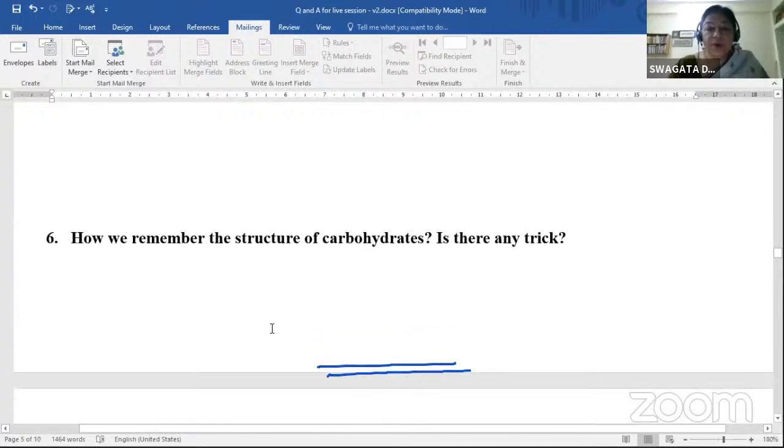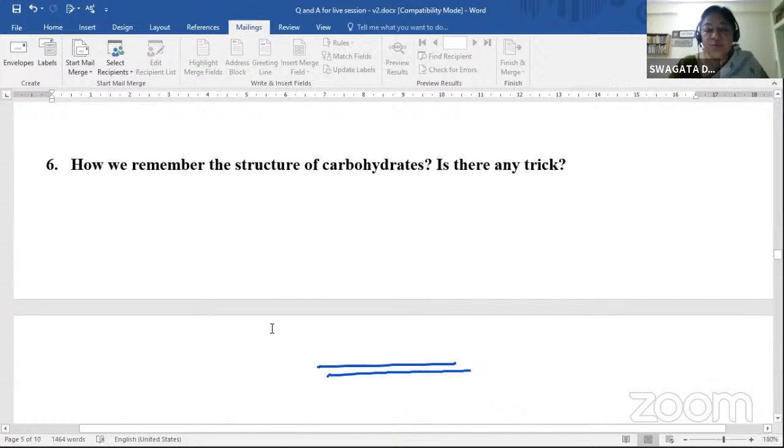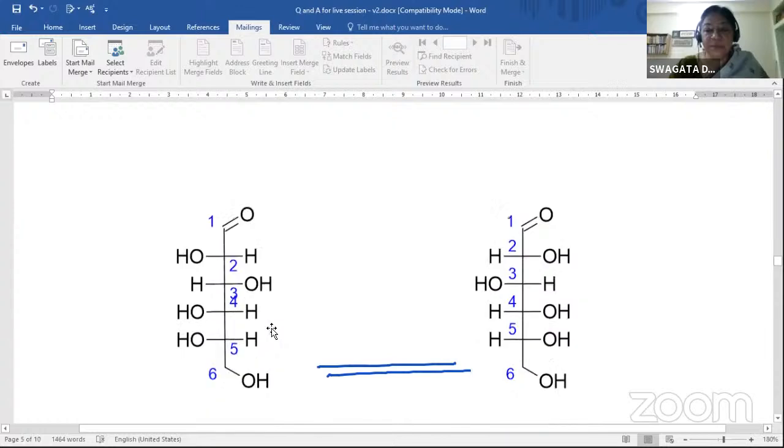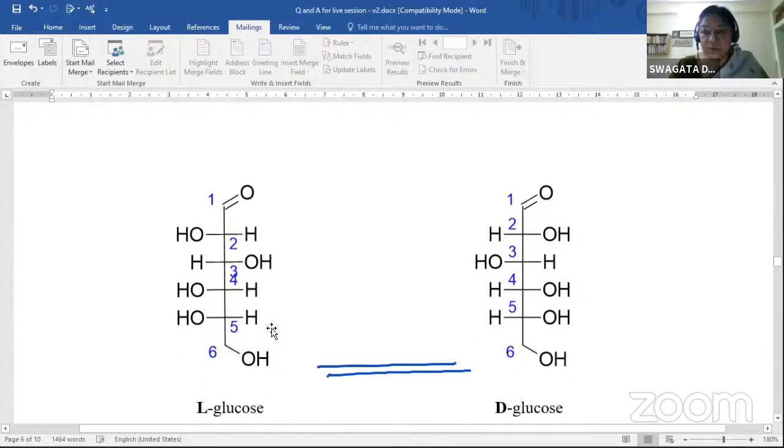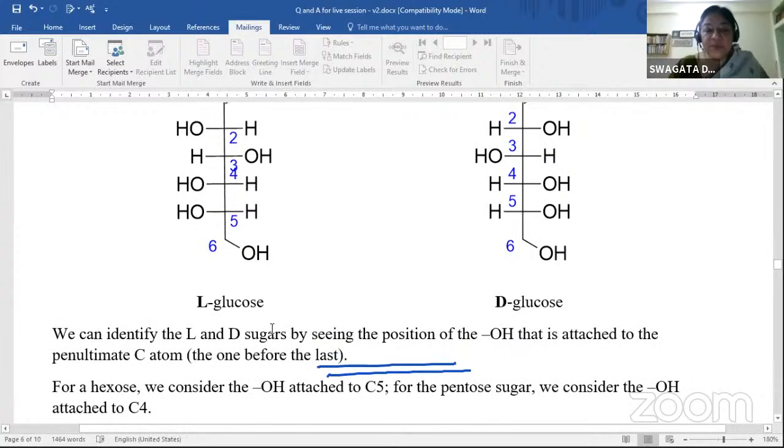The question was, how do we remember the structure of carbohydrates? Is there any trick? Well, there is no easy way as such. The best way would be to know what an aldose is, what a ketose is, and what we mean by the L and the D form. So this is the best way to look at it.